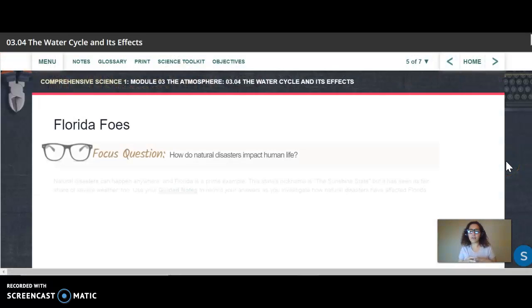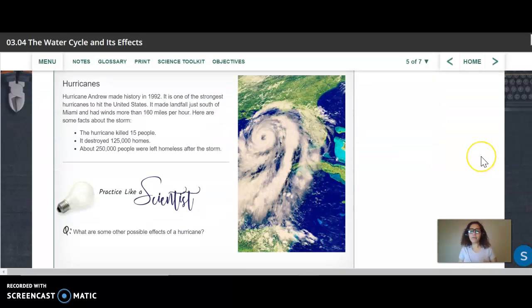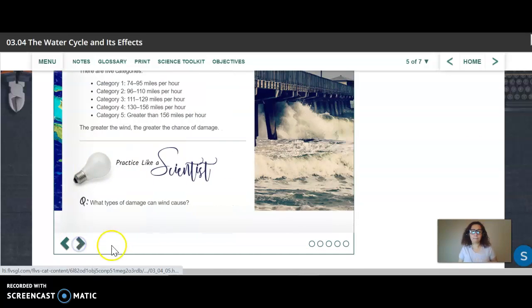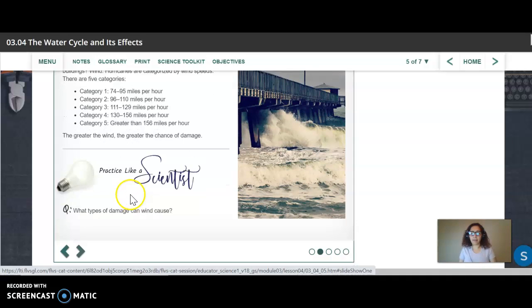So the water cycle can also have some negative impacts on human life. One way is a hurricane. Hurricanes are really destructive. Another way is strong winds. If there are really, really strong winds, they can knock things over and cause damage as well.